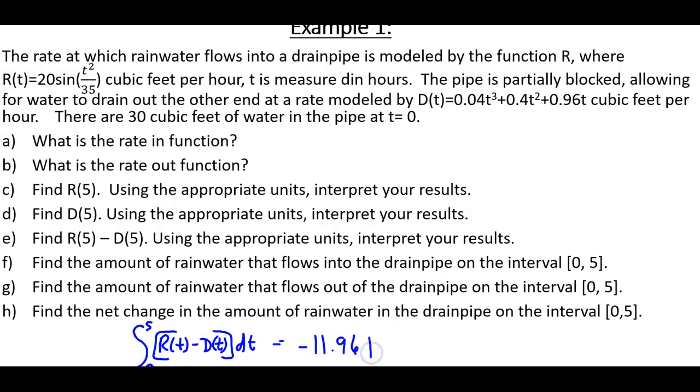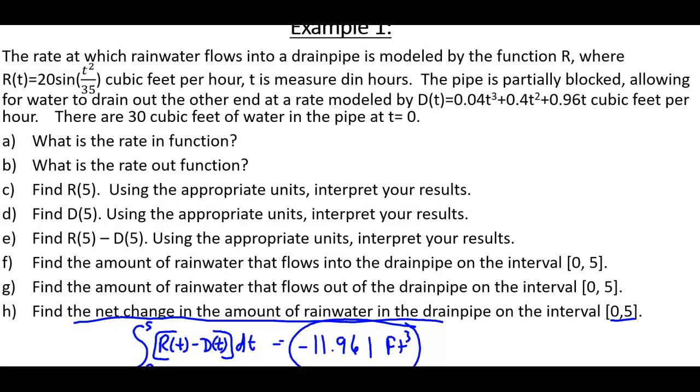And once again, this is going to be in cubic feet. What this means, you guys, is that's the net change in the amount of water on the interval from 0 to 5. So in other words, over that 5-hour period, because the rate at which water was leaving the pipe is greater than the rate at which water is entering the pipe, overall that five-hour time period, the amount of water that was originally in the pipe to begin with decreased by 11.961 cubic feet.